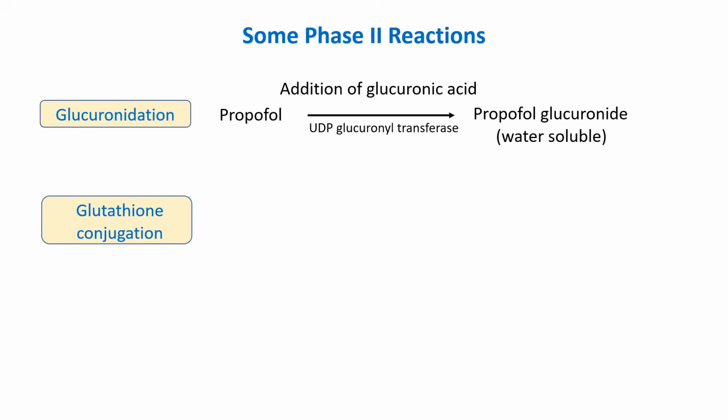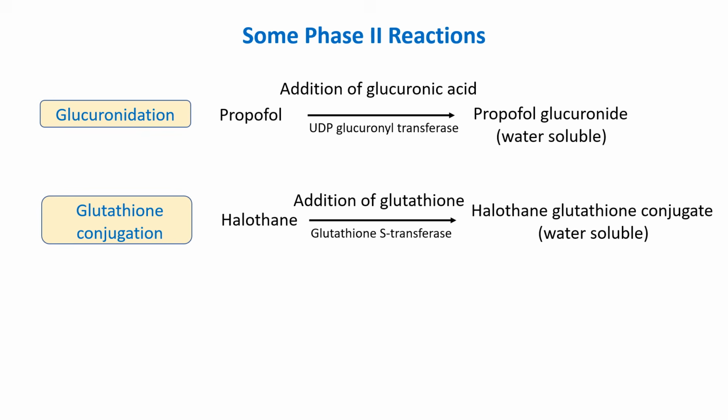Glutathione conjugation involves the addition of glutathione to reactive intermediates of phase 1 metabolite. This reaction is catalyzed by glutathione S transferase. Halothane undergoes glutathione conjugation to detoxify its reactive intermediate formed during phase 1 metabolism. Halothane glutathione conjugates are water-soluble and hence excreted in bile or urine.